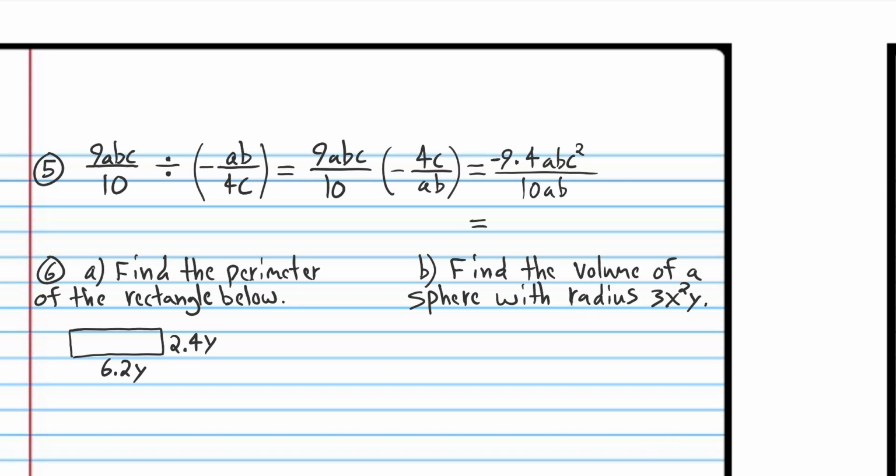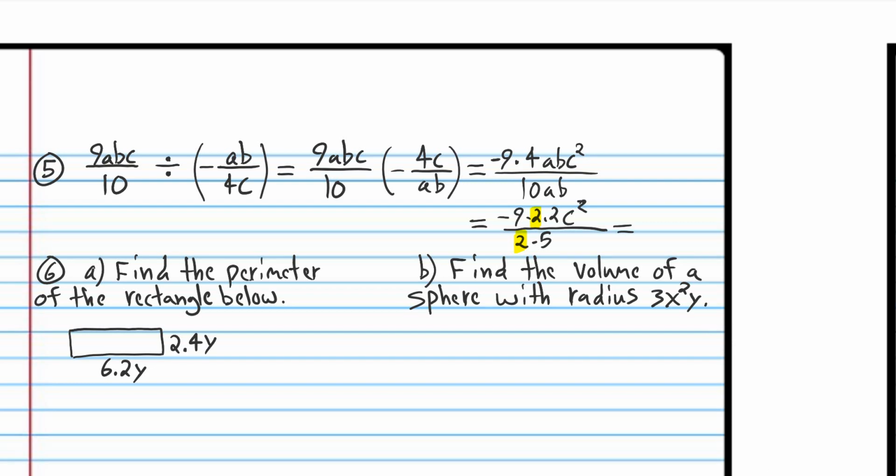Now I'm going to factor the 4 on the top to 2 times 2. And I'm going to factor the bottom to 2 times 5 because I know that 2 of those 2's are going to cancel out. And we have a over a. Those have the same power, which means they're just going to disappear. And b's have the same power, so they're just going to disappear. So we're just going to be left with c squared on top.